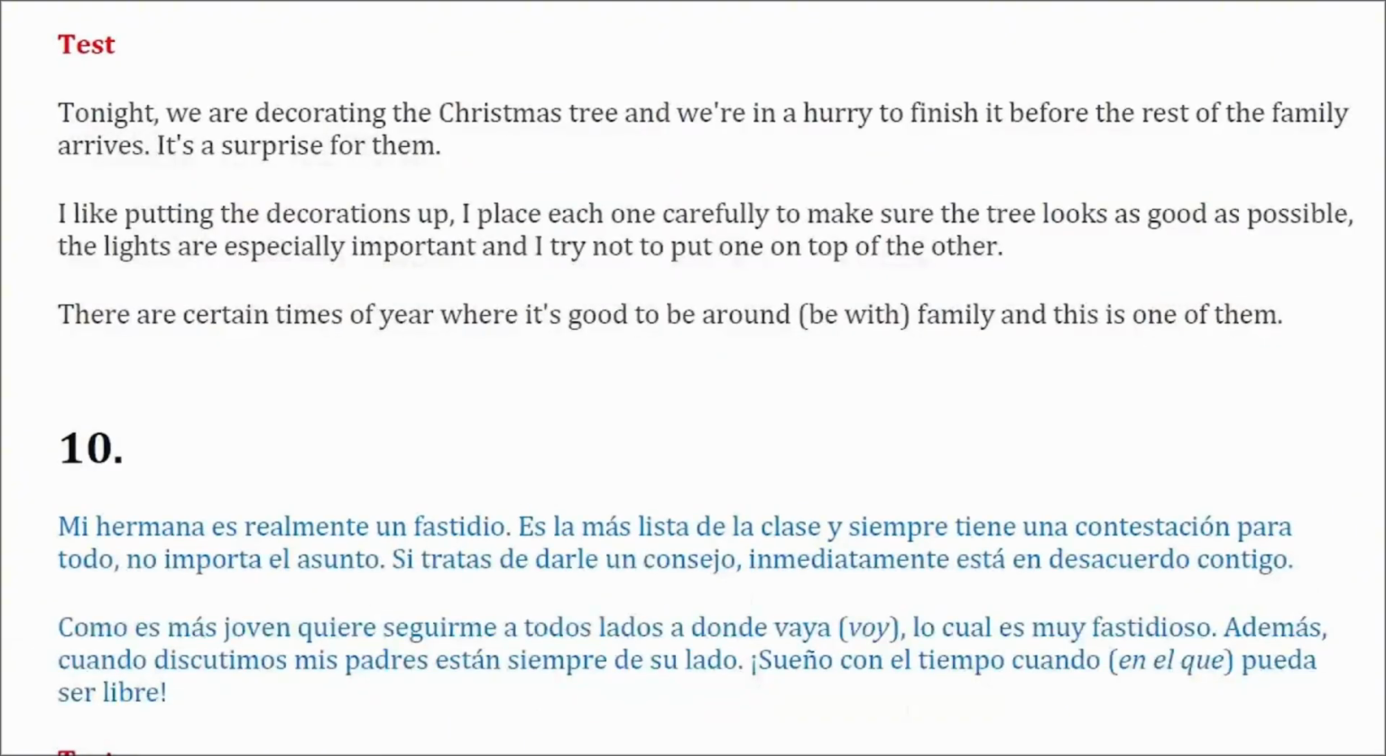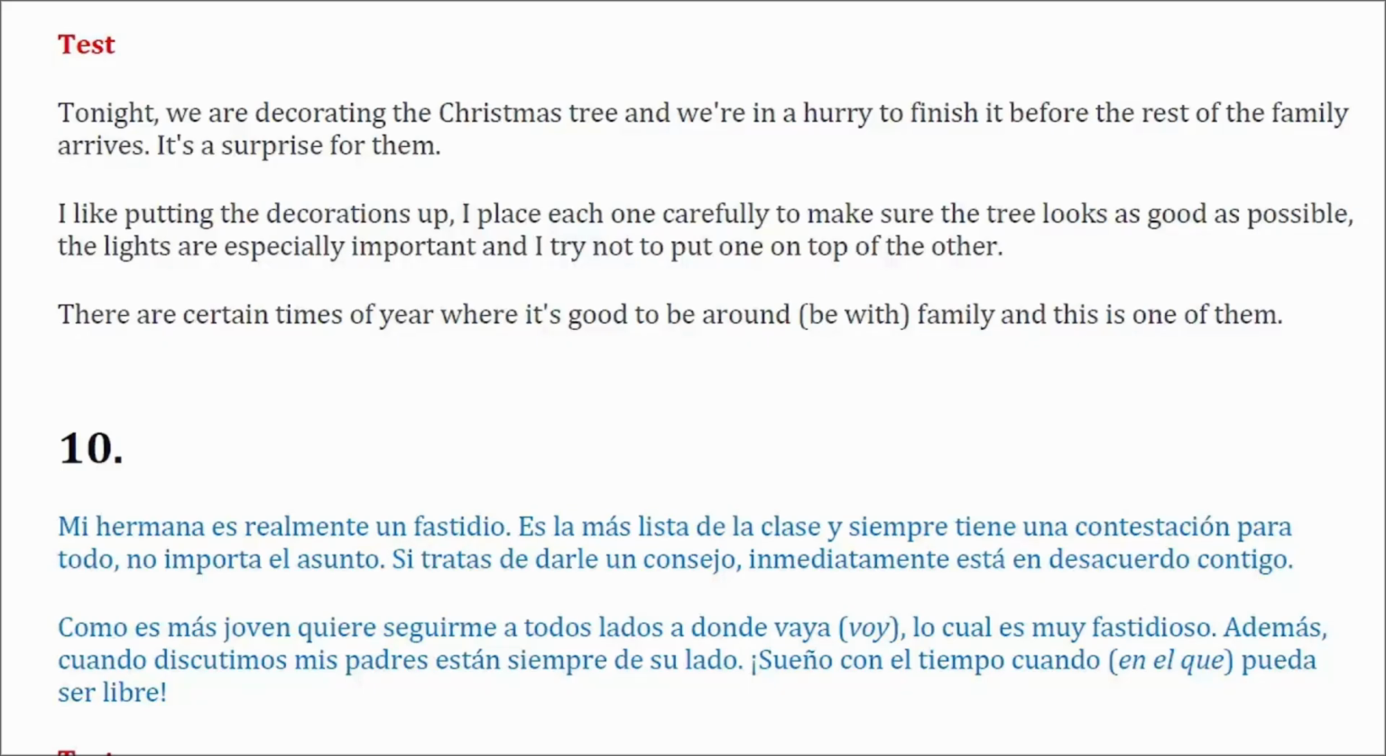Let's try our best to translate this now. So we have, esta noche estamos decorando el árbol de Navidad y tenemos prisa por terminarlo antes de que el resto de la familia llegue. Es una sorpresa para ellos.